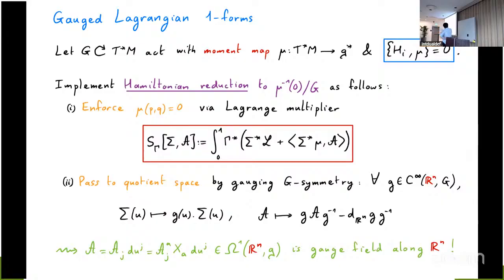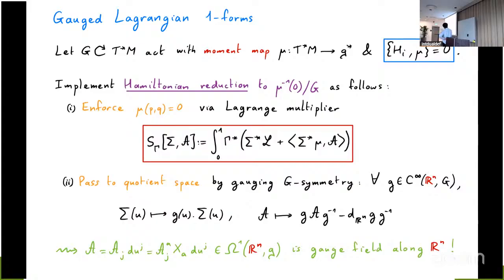The other thing I want to do is pass to the quotient. And the point is that once you've added this Lagrange multiplier, you notice that the original global symmetry gets promoted to a local symmetry. Namely, the action with this extra term is now invariant under this local symmetry. So I can act with the original transformation on the field sigma, but pointwise at every point u. And I let the Lagrange multiplier transform as a gauge connection.